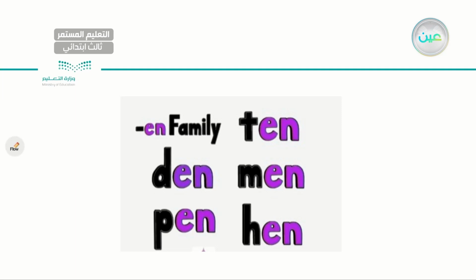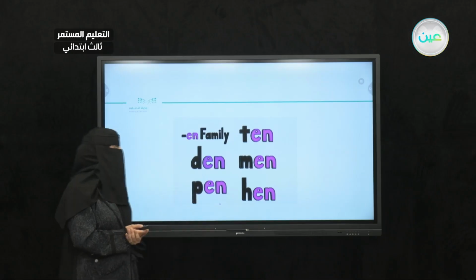Now let's move to this word family. En family. E, N, en family. N, N, N. Den, pen, ten, men, and hen. Let's read them one more time. N, N, N, then pen, ten. Also we have men and we have hen. Now, notice that it sounds the same. We only change the first letter, which is a consonant, okay?